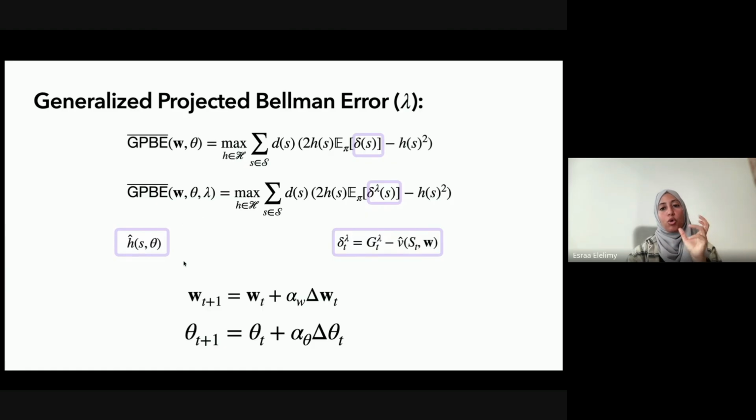Okay, so what remains now is that we have this objective function. We don't have restrictions on what h could be. It could be a neural network or linear function approximation or whatever we want. We also don't have restrictions on what v could be. So all that remains now is to take the gradient of that thing. When we take the gradient, we will have our delta w and delta theta.